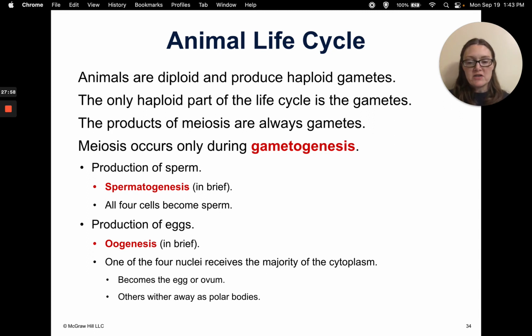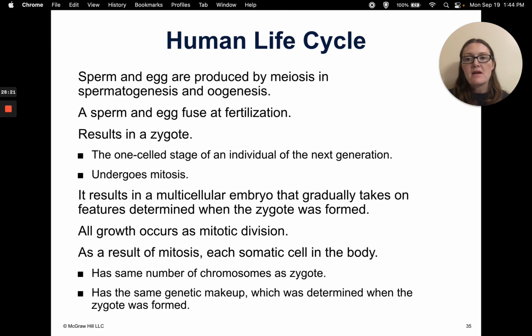Now, for the production of an egg, we call this oogenesis, and 1 egg is formed, and the other 3 are called polar bodies. And the polar bodies have different functions that assist the egg through the process. But 4 cells are still formed, but only 1 of those is going to go on to become the egg. The other 3 will become polar bodies. So the sperm and the egg are produced by meiosis, spermatogenesis, and oogenesis.